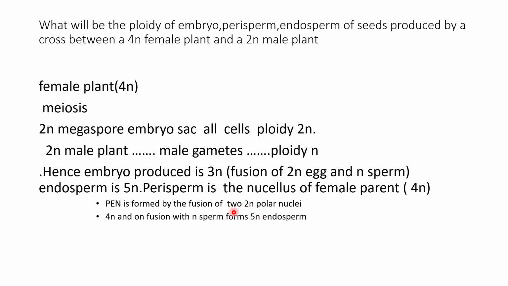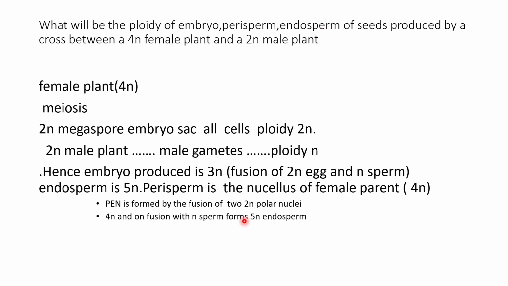Since there are two polar bodies in the central cell of the embryo sac, what is PEN? Primary endosperm nucleus. This is formed by the fusion of these two polar nuclei. Hence, the endosperm is going to be formed by the fusion of this 4N with a male gamete which is N. Hence, the ploidy of the endosperm is going to be 5N.